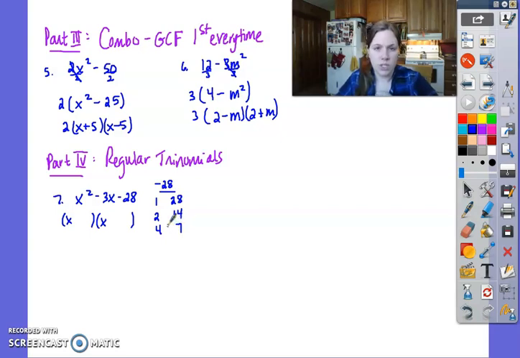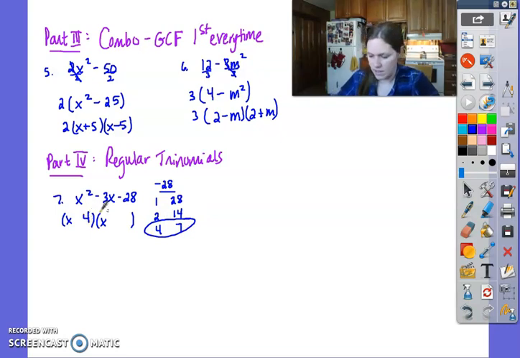Remembering your rules for addition and subtraction. Your larger number will always have to have that sign on that middle term. So I got negative 3 here. So I know 1 and 28, you're not going to do anything to get 3 there. 2 and 14, nope, it's going to be either 12 or 16, right? If I combine them or subtract them, if I'm combining negatives in there. 4 and 7, oh, I can do something there to get me negative 3.